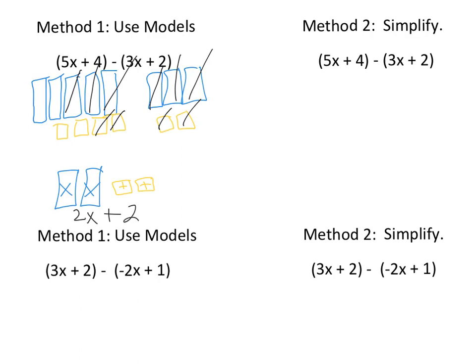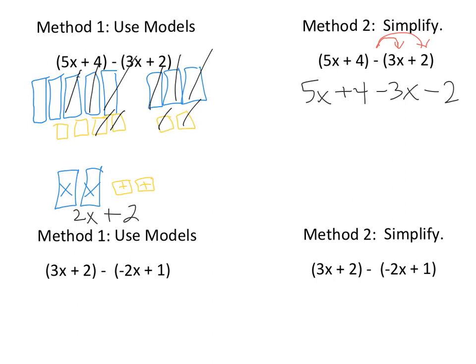Now, another way of doing this is by simplifying. And so when we simplify, we notice that the negative actually can be distributed to the 3x and the 2. So then I end up keeping the first parentheses the same, so 5x plus 4. But then the negative is distributed to the 3, so I get negative 3x. The negative is distributed to the 2, so I get negative 2.